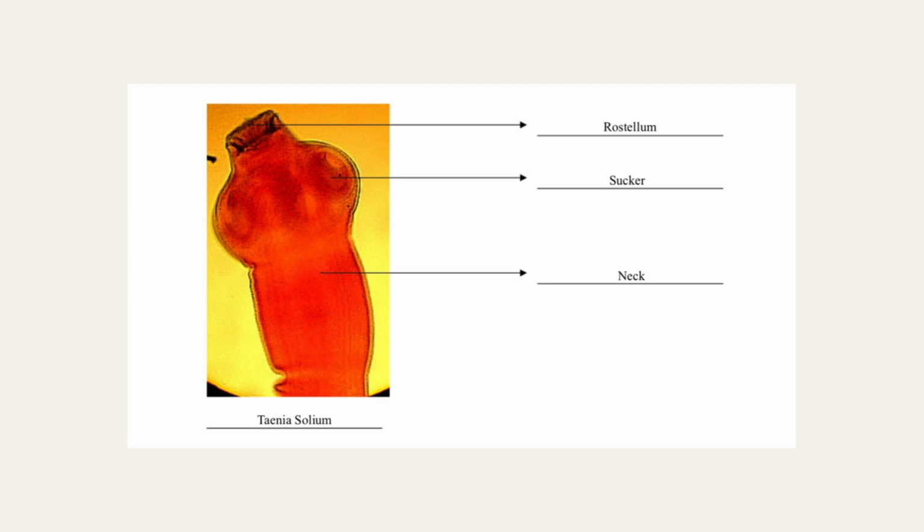Here is another photo of the Taenia solium. The first arrow is pointed to its rostellum, and the second arrow is pointed to its sucker, and the last arrow is pointed to its neck.